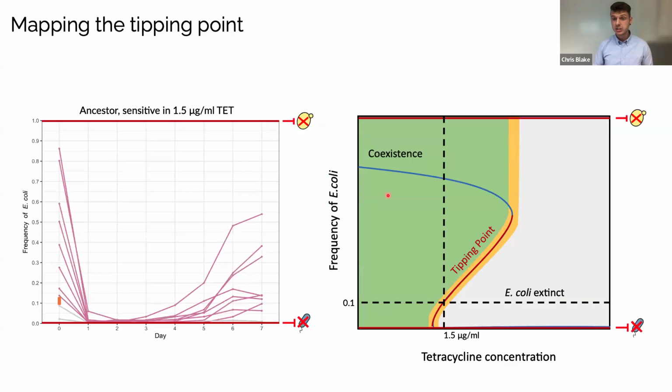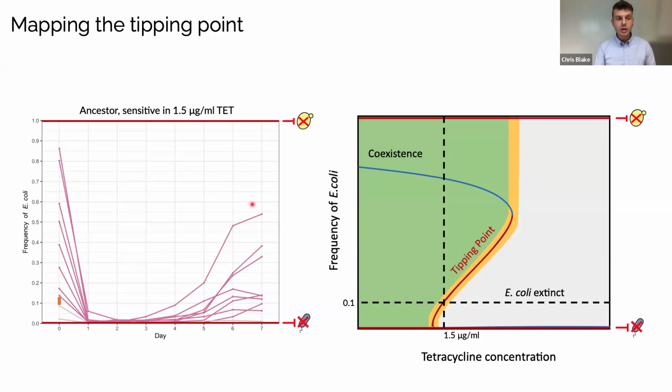Now the picture starts to change slightly when we introduce tetracycline into our system. So here you can see the ancestral co-culture, which is sensitive to tetracycline, under an intermediate stress. And if we look closely here, the cultures where E. coli is starting at very low frequencies, they're going extinct after just a couple of days. So these frequencies I will map as extinction in my plot.